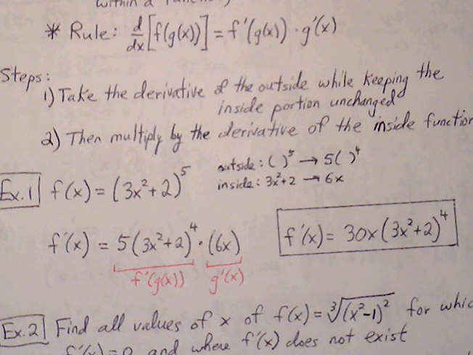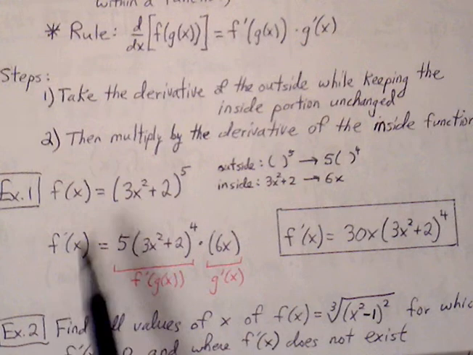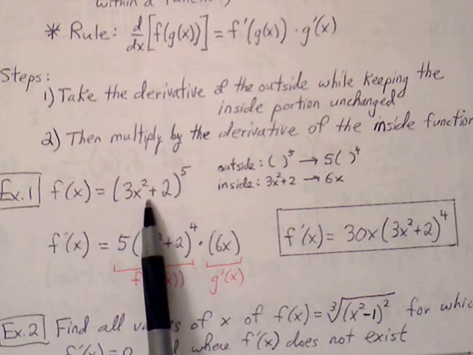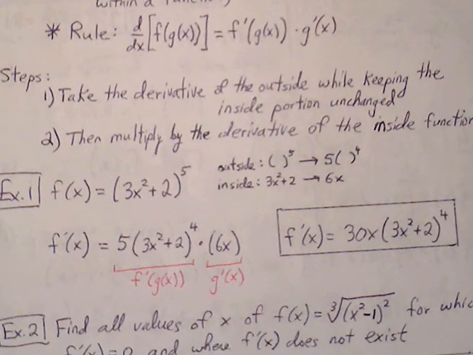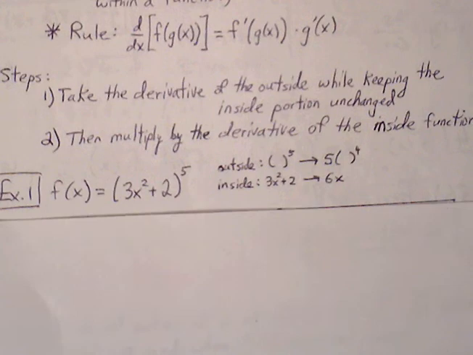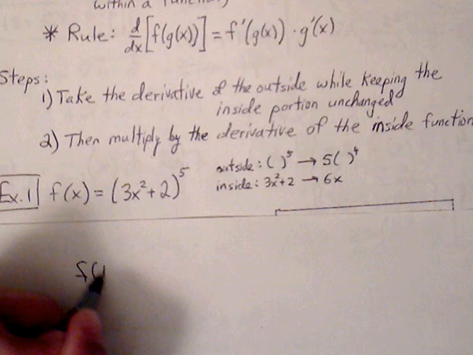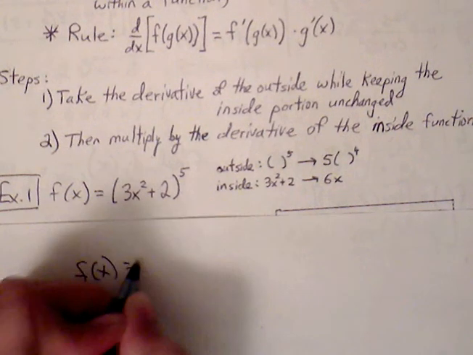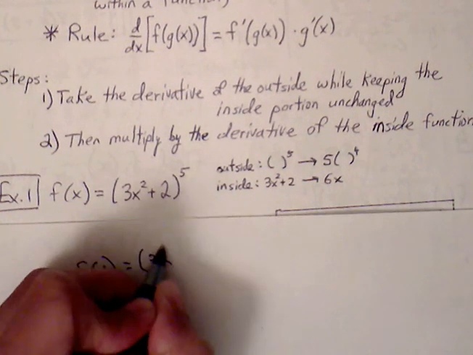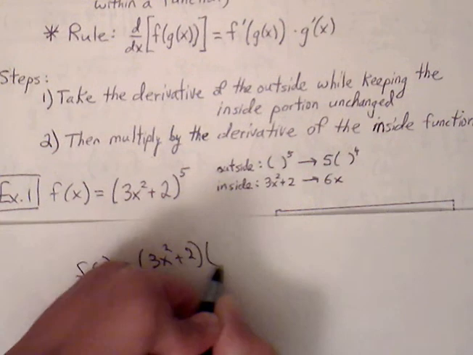Okay. Now imagine what would happen if we were to find the derivative of this function without the use of chain rule. If we didn't have the chain rule, then we would have to use the power rule. And if we use the power rule, that means we will have to first expand these terms out.